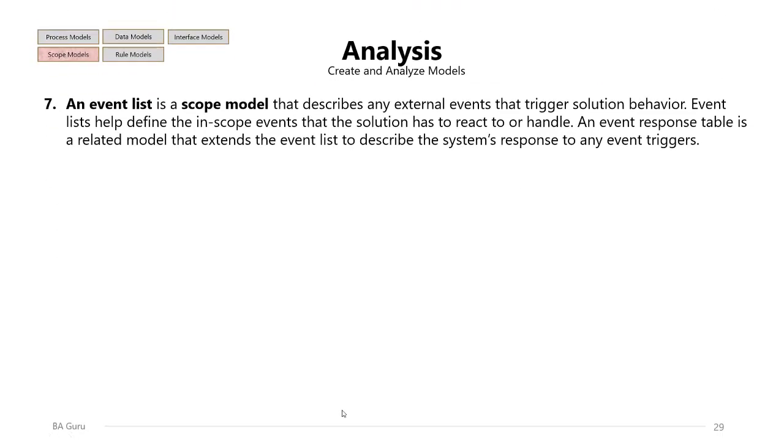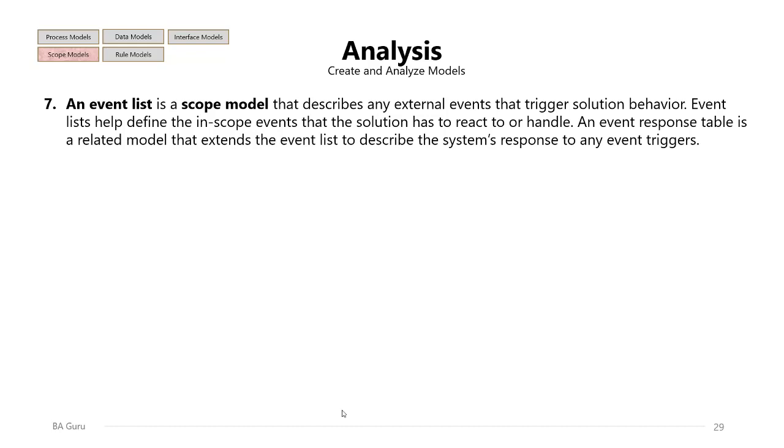Another important scope model is the event list. So as from the name, it's a list or a table. It's defined as a scope model that describes any external events that trigger solution behavior. Event lists help define the in-scope events that the solution has to react to or handle. So in order to create this type of scope model, you need to have a list of all the in-scope events that the solution needs to react to or handle.